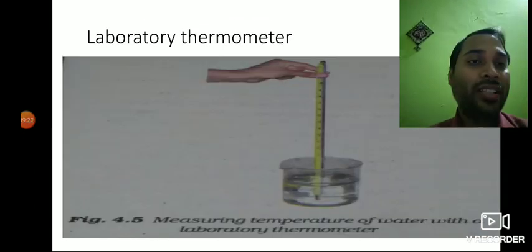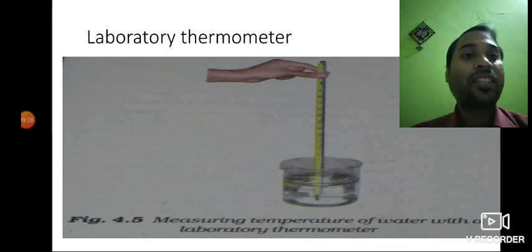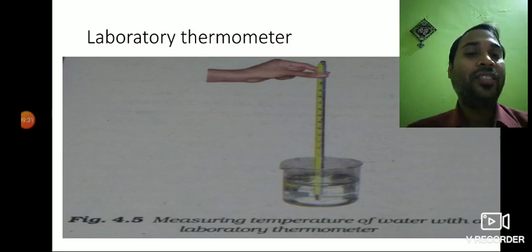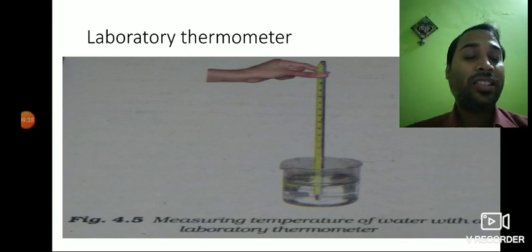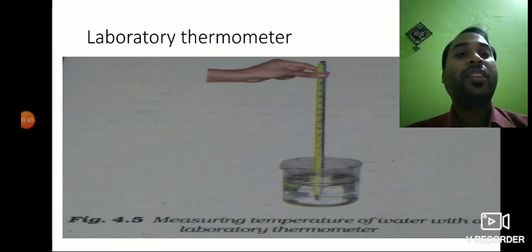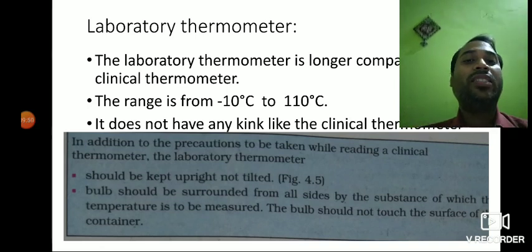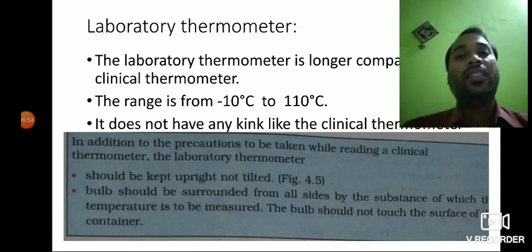In this picture you can see the bulb is not touching the surface of the container. It is just deep enough to be surrounded by the substance, that is, the water. You have to ensure that it does not touch the walls of the container or the bottom of the container. It should be immersed only to be surrounded by the substance. These are some additional measures which you should take care of while using the laboratory thermometer.